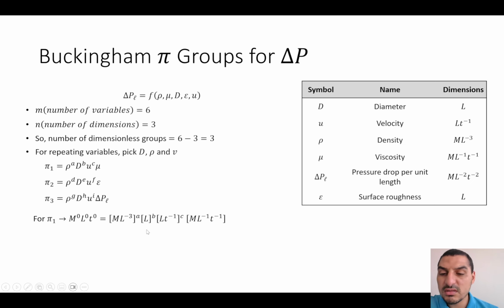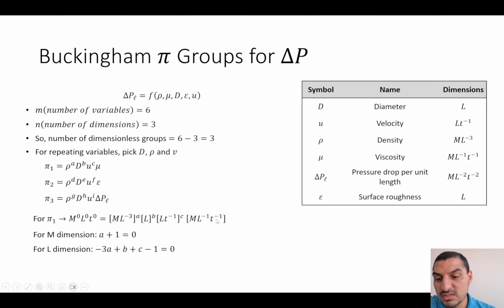And now we will group the M's together, the L's together, and the T's together, and then we will see what are the values of a, b, and c that will make the right hand side equal to the left hand side. So for M^0, we have M to the power a plus 1, so a plus 1 is 0. For L, we have negative 3a plus b plus c minus 1 is 0. And for T, we have negative c minus 1 is 0.